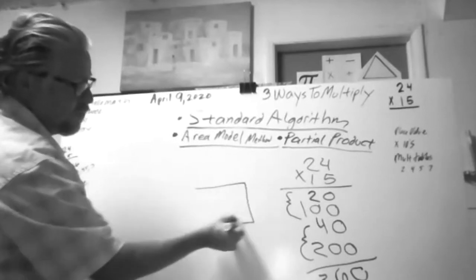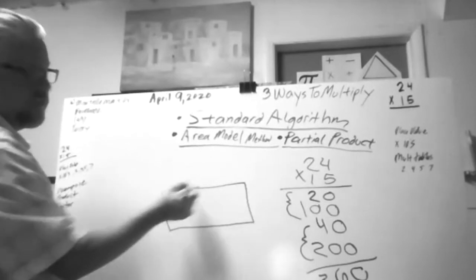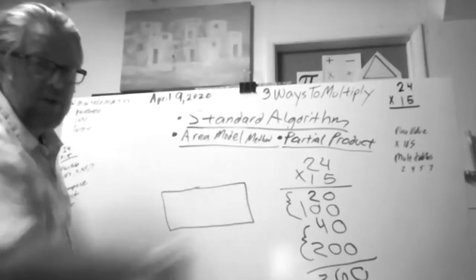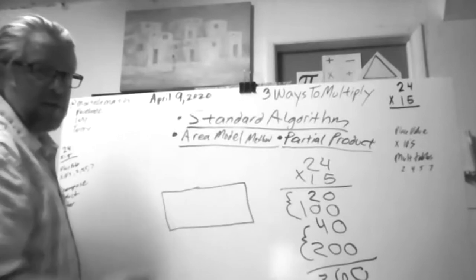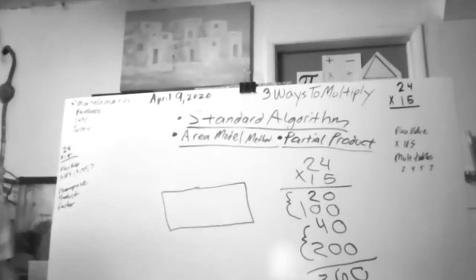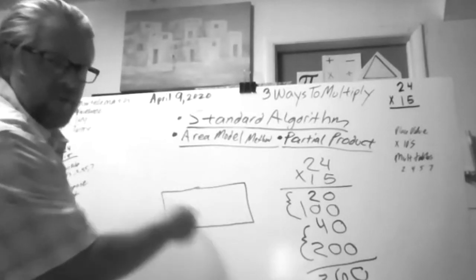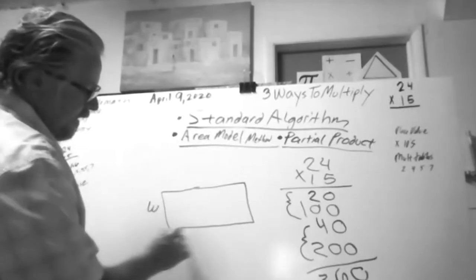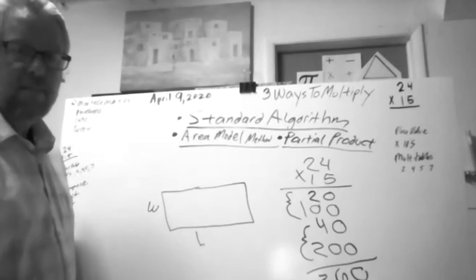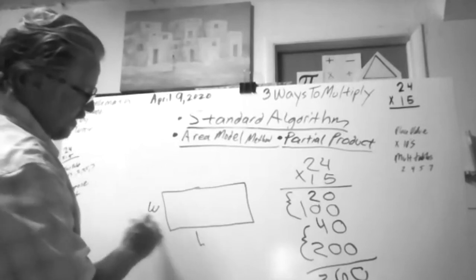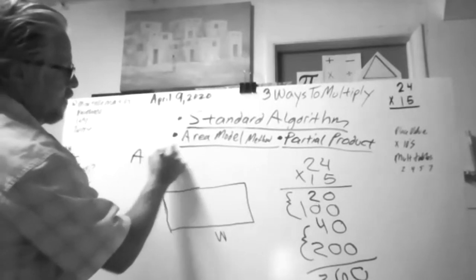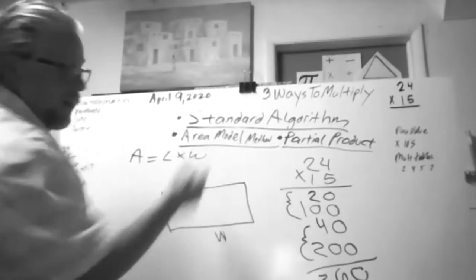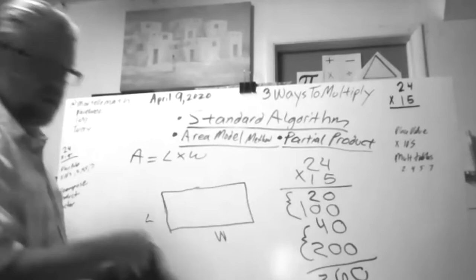If I have this rectangle, and let's say it's the floor in a kitchen that I want to do hardwood on, how do I figure out how much flooring to buy to cover this? How do you find the area of a rectangle? Length times width. Good. Perfect. We're going to say area equals length times width. Everybody with me so far?